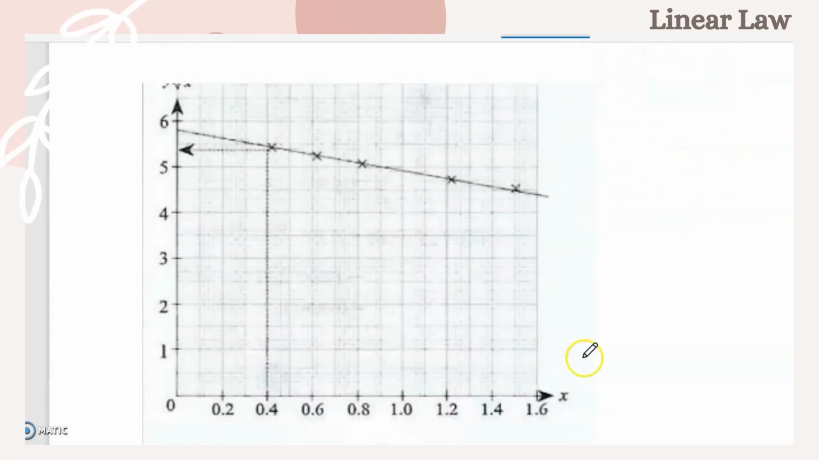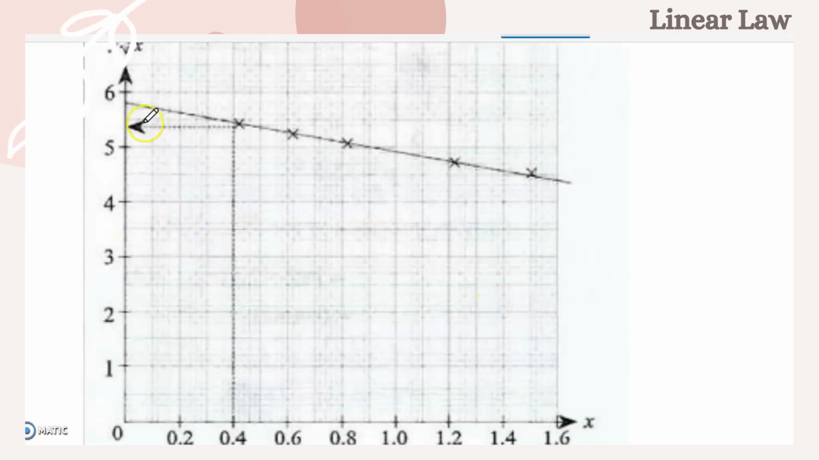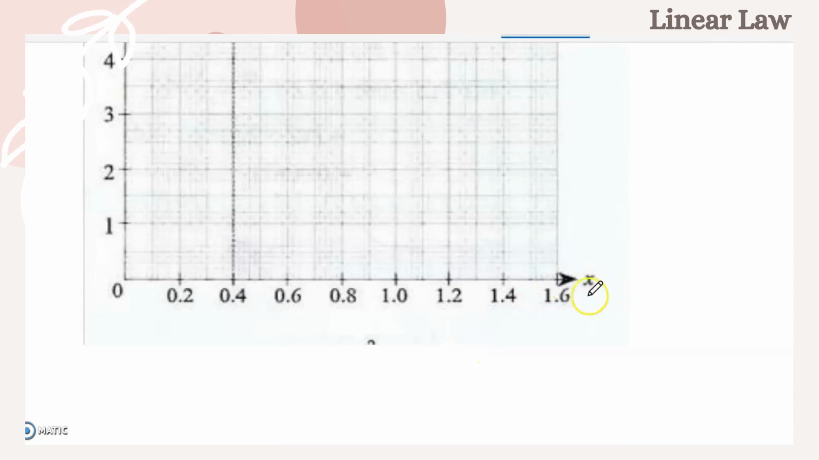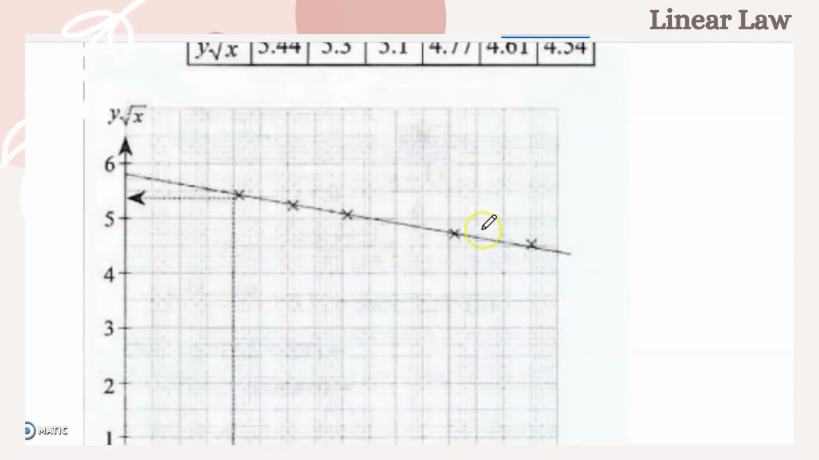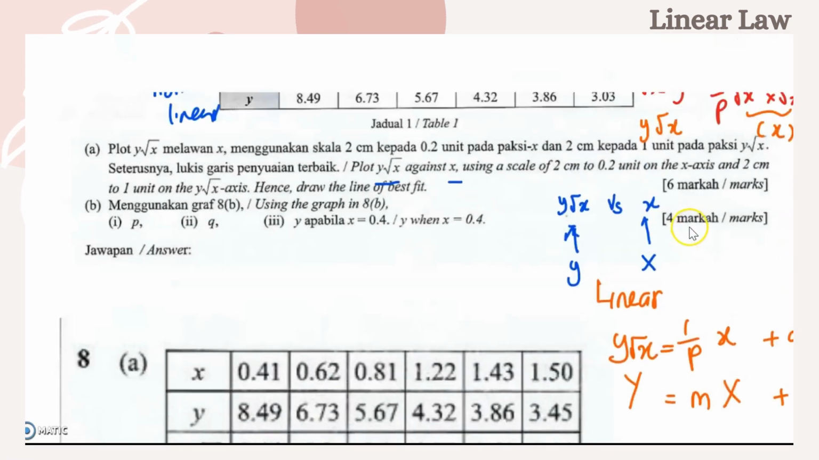Okay, so we draw the graph. This is the graph from the scheme answer. This is the graph that we have based on the readings, y square root of x against x. Make sure that when you join the points, you draw the line until it touches the y-axis, since we want the value for the y-intercept. We want the value for c. So this is the value for c. Okay, so we go to the next question.